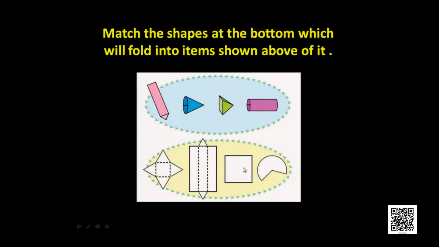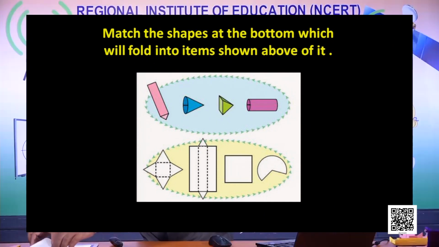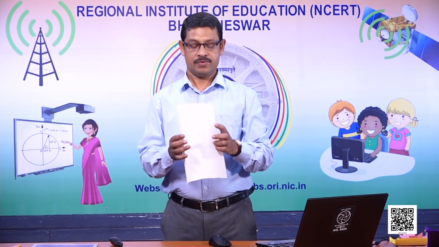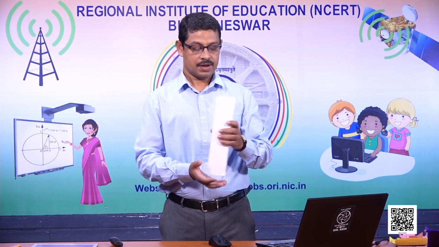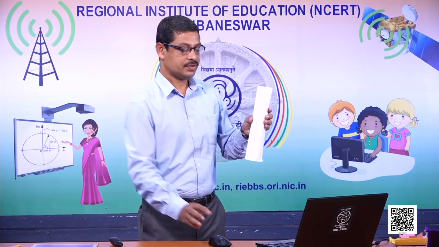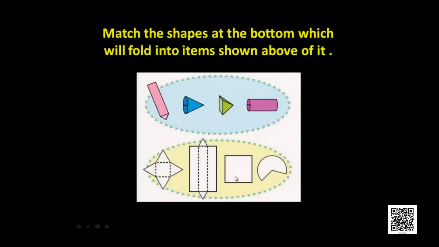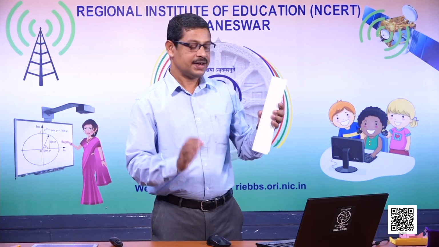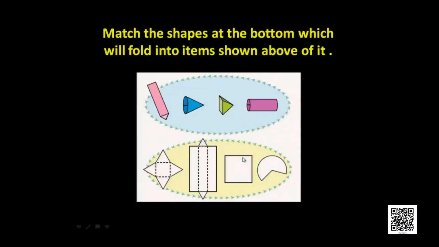Then similarly, here you see a square. If I fold it, what will I get? Obviously, I will get a cylinder. Here you see, I am folding a rectangular piece of paper. What am I getting? Here you see, I am getting a cylinder. So, this one will be matched with this one. Though it is a square, in both cases, square and also rectangle, if I fold it, it will be folded into a cylinder. So, this one will be matched with this one.